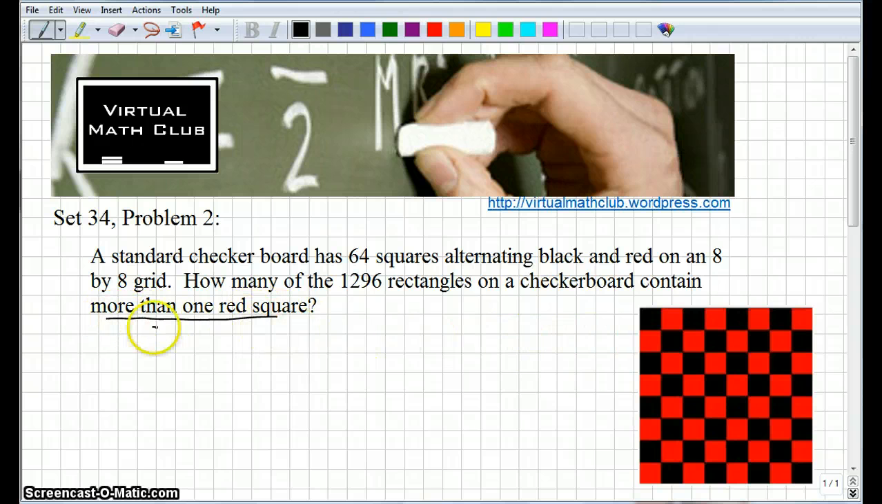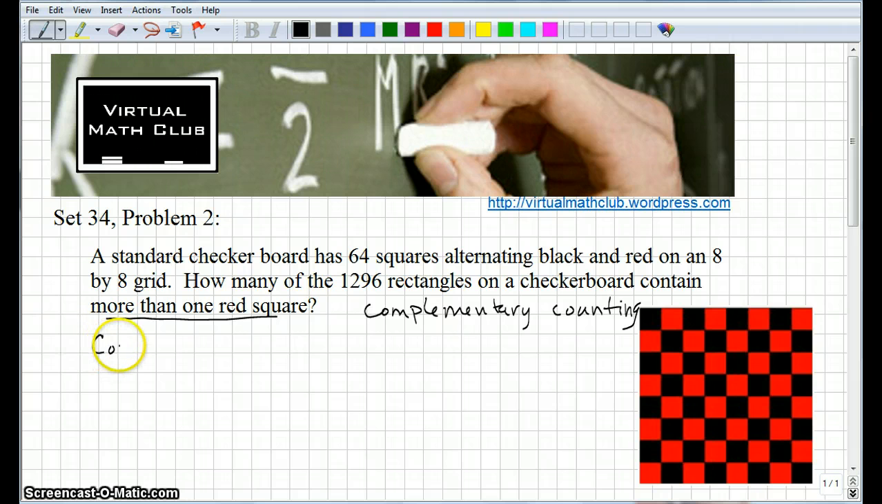And when I see "more than one," or "at least," or something like that, in this case "at least two" would be equivalent to "more than one." I think complementary counting, okay? So let's use complementary counting for this. Complementary counting just means counting the thing you don't want and then subtracting it from the whole.